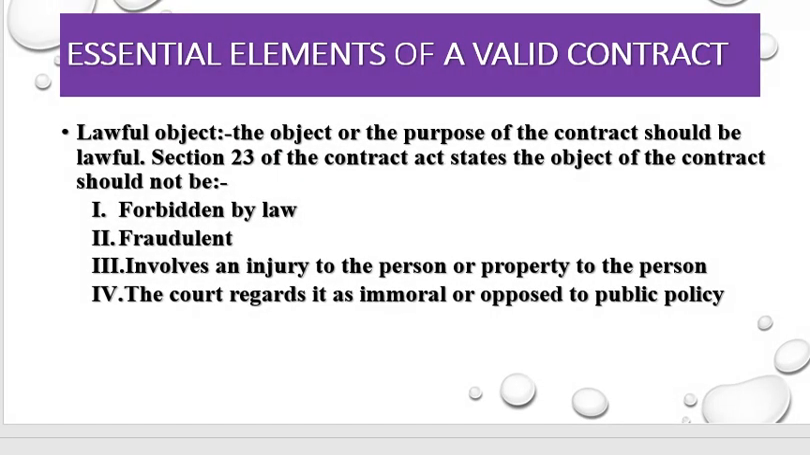And the object should be lawful. The purpose for which the contract is made should be lawful. If it is not lawful, then it is not a valid contract. Section 23 of the Contract Act states the object of the contract should not be forbidden by law. It should not be fraudulent. It should not involve injury to the person or property of another. The court should not regard it as immoral or opposed to public policy.